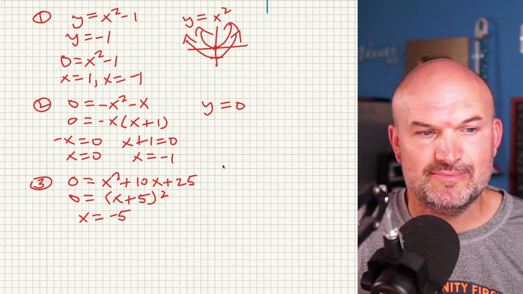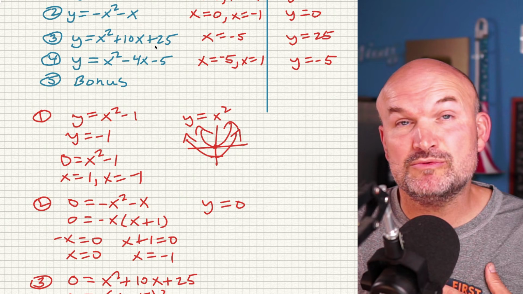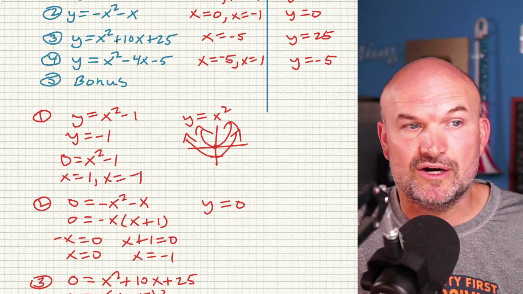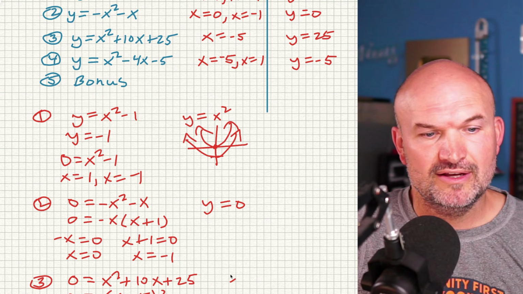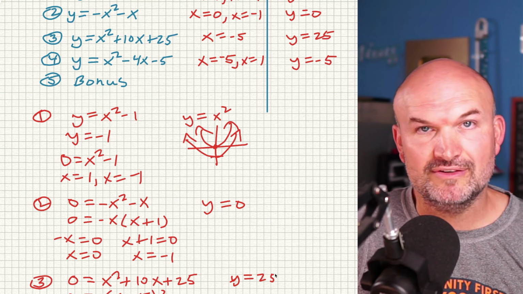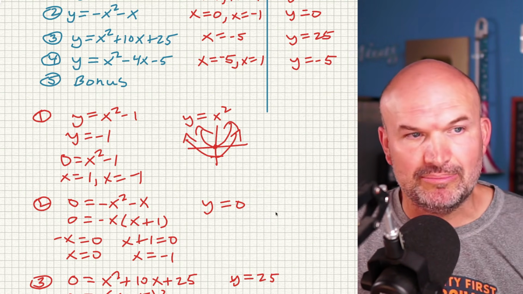Before that, I've got to get to my y-intercept. But again, the y-intercept is really simple. The y-intercept is when x equals 0. 0 squared is 0, 10 times 0 is 0. You just have 25. So y is equal to 25.